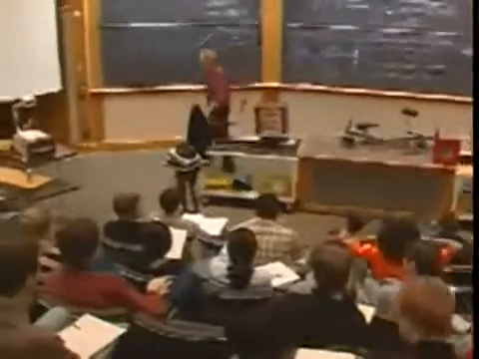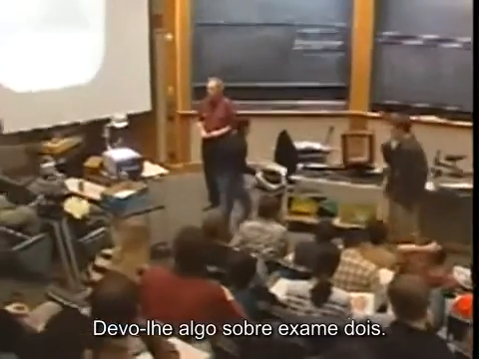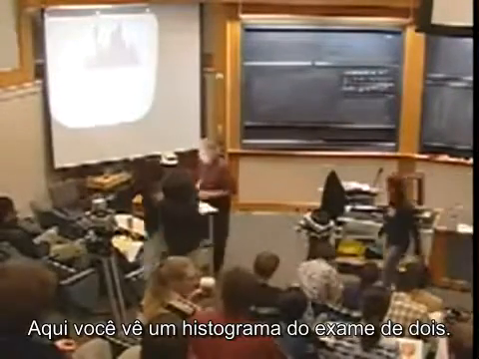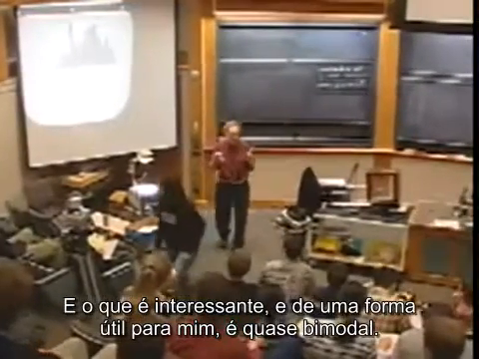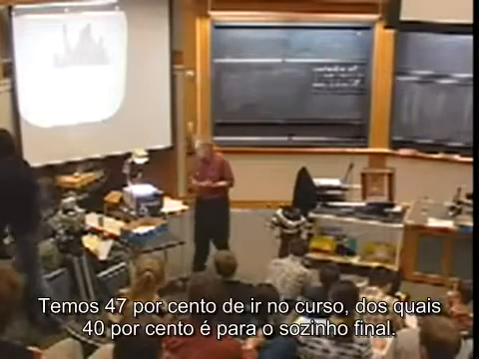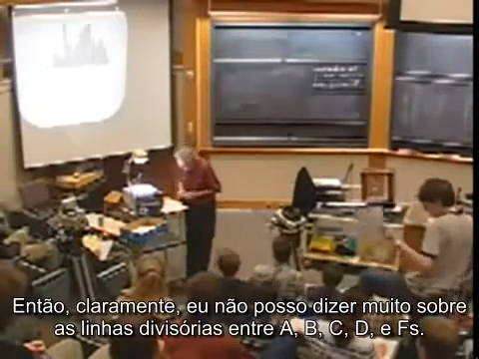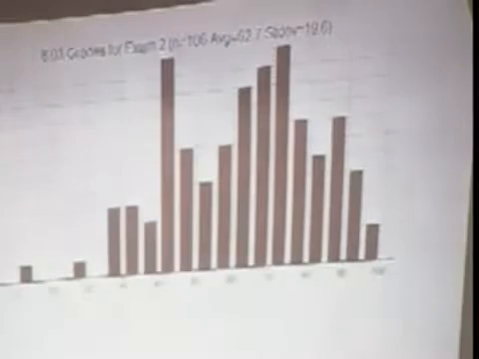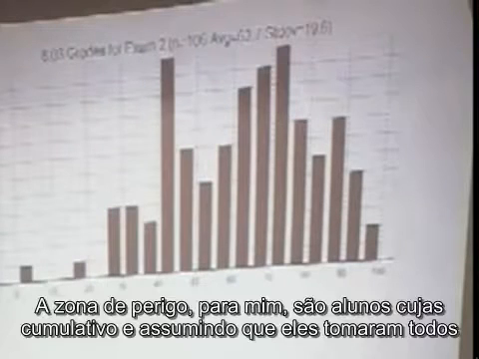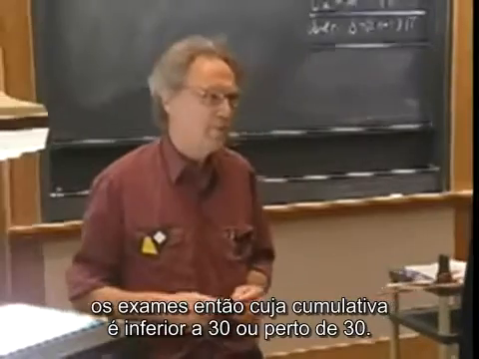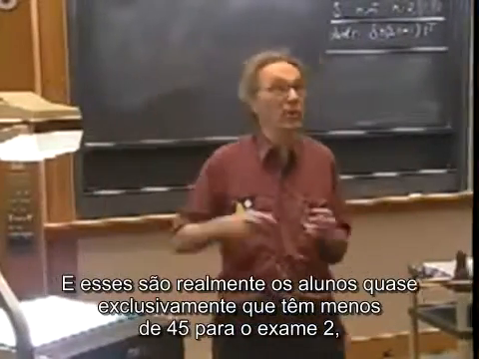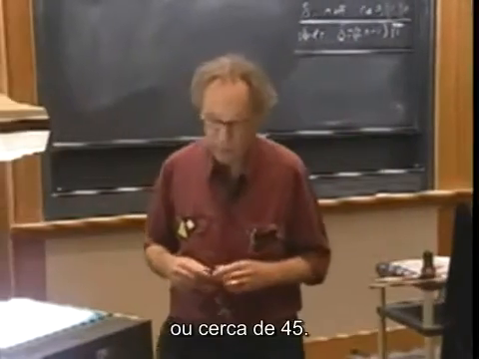It's the mini quiz. So if someone is going to help me. I owe you something regarding exam 2. Here you see a histogram of exam 2. And what is interesting, and in a way helpful to me, is that it is almost bimodal. Now we have 47% to go in the course, of which 40% is for the final alone. And so clearly I can't say much about dividing lines between A, B, C, D's, and F's. I want to make only a global statement. And I only warn those of you who I put in the danger zone. The danger zone for me are students whose cumulative, assuming that they've taken all the exams, is less than 30 or near 30. And those are really the students almost exclusively who have less than 45 for exam 2, or approximately 45. So this is the danger zone.